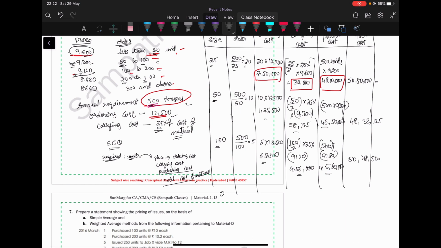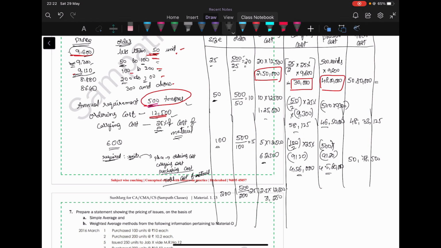And the next one is, you can place a request between 200 to 300. In the sense, you can place a request for the 200 units. 500 is your annual requirement, and every time you are placing the request for 200 units. So 500 divided by 200 is nothing but 2.5 times you are placing the request. 2.5 times, every time you are placing the request at 12,500. So 2.5 into 12,500, that is nothing but 31,250 rupees.